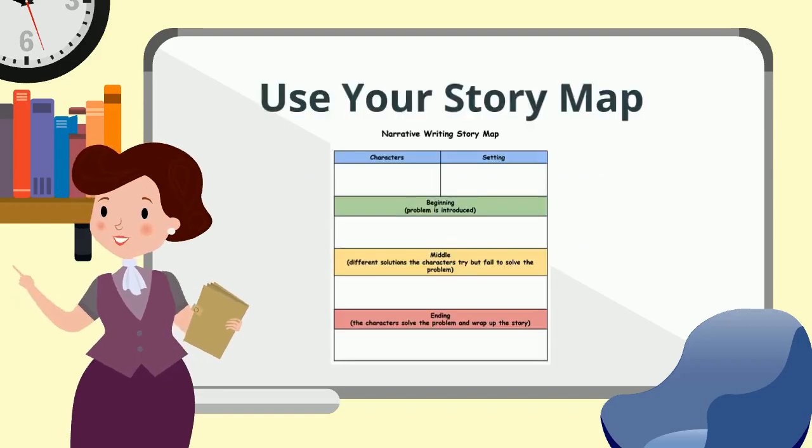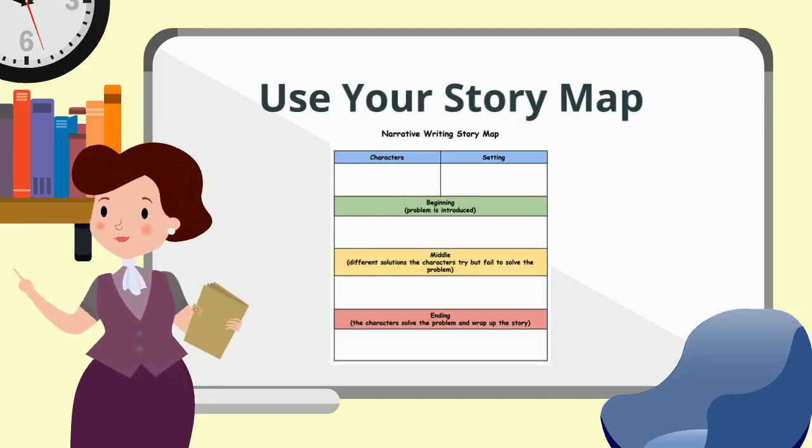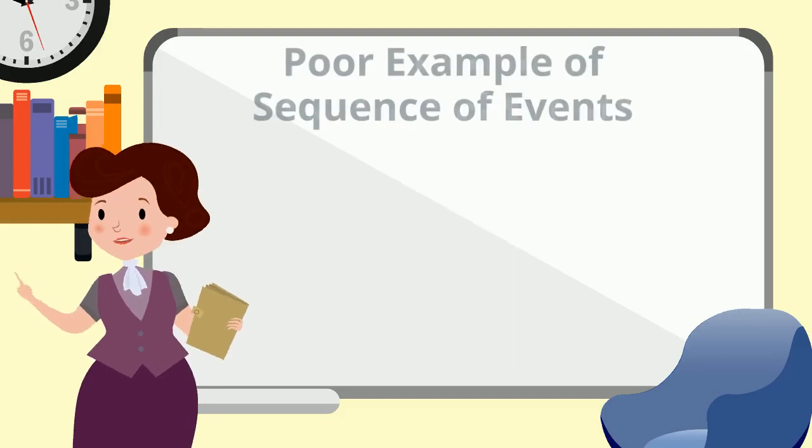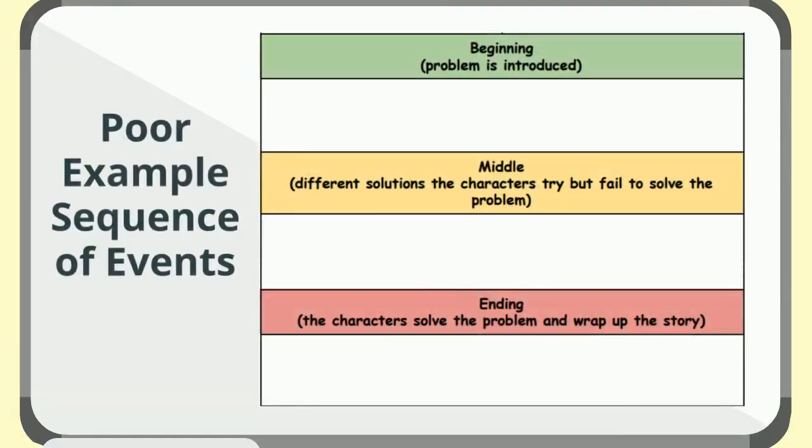For our lesson examples, we are going to use the narrative writing story map that you used in the last module. First, we're going to look at a poor example of sequence of events. Often in my class, we will do a writing about a pencil that gets lost. That's the problem of our story.